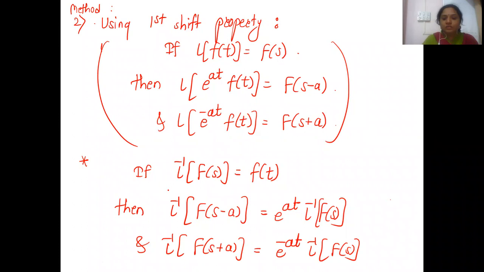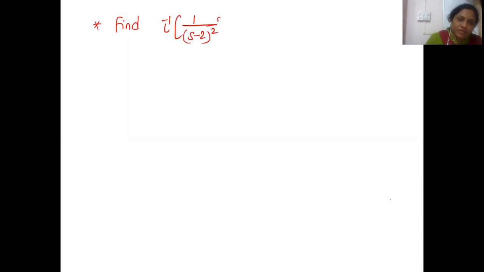Can I go to the question now? Yes. Okay, like if the question is find Laplace inverse of 1 upon (s minus 2) bracket square. Now you will see wherever there is s, is it s plus something or s minus something? If it is, it goes in first shift, right? In this, wherever there is s, it is s minus something, so it goes in first shift.